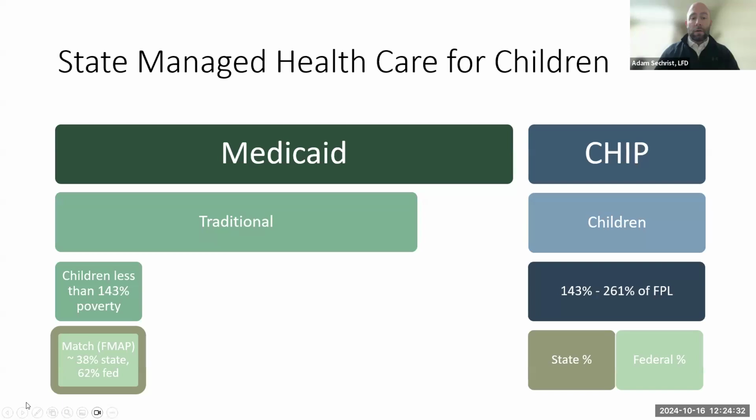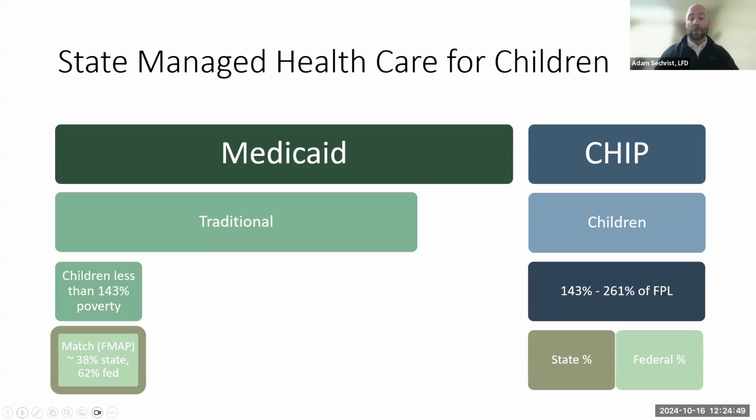And then state offered healthcare for children, commonly known as CHIP, is here in Montana as well, but we call it Healthy Montana Kids. The program offers expanded eligibility, which is meant to cover children whose families are not eligible for Medicaid, but have incomes too low to afford private insurance.